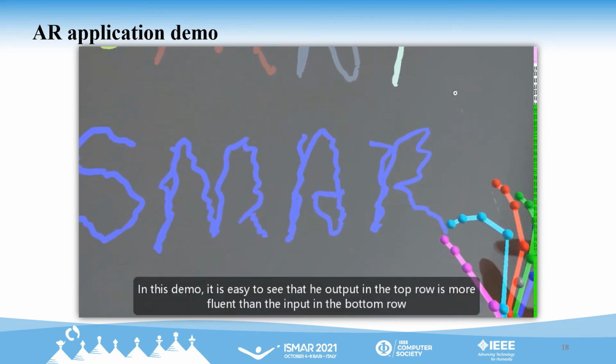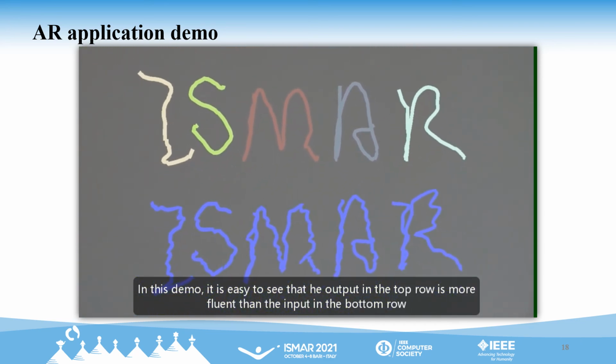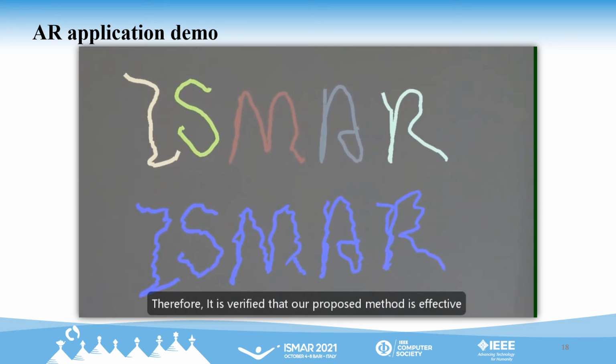In this demo, it is easy to see that the output in the top row is more fluent than the input in the bottom row. Therefore, it is verified that our proposed method is effective.